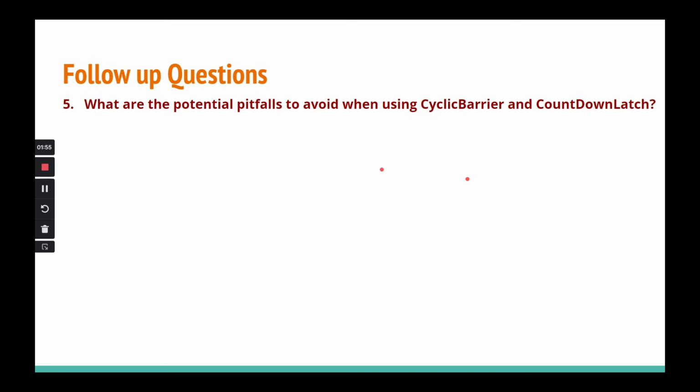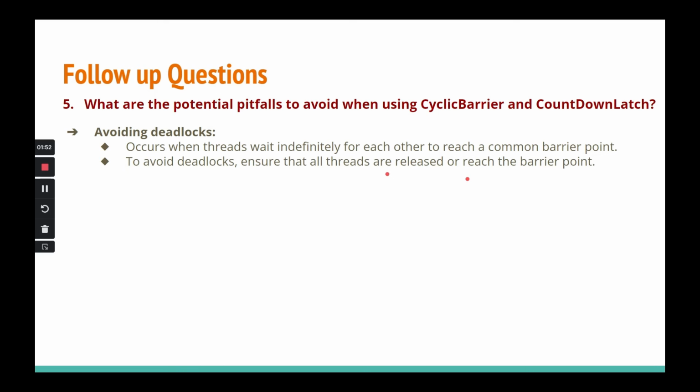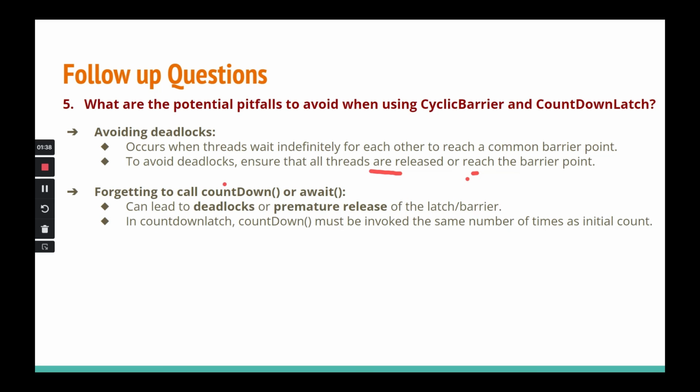So what are the potential pitfalls to avoid when using cyclic barrier and countdown latches? To avoid the deadlocks, we do not want the threads, they are going to be waiting at some point, but we don't want them to wait indefinitely. To avoid that, we have to see that the threads are getting released or they're reaching the barrier point. This usually happens when you misuse the methods, that you don't call the countdown or you're not calling the await at the right point where you need to call. So like we said in countdown latch, you have to call the countdown that same number of times. Let's say in one of the threads, you forget to call the countdown. So it is going to lead to that infinite loop kind of a situation where the count never gets back to 0.